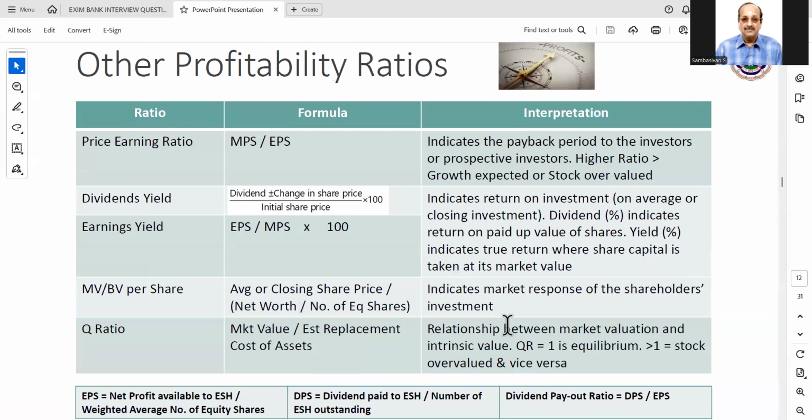Then other profitability ratios. Price earning ratio: MPS by EPS, indicates the payback period to the investors or prospective investors. Higher ratio means growth expected or stock overvalued. Dividend yield, earnings yield: these are not very important, but still go through.